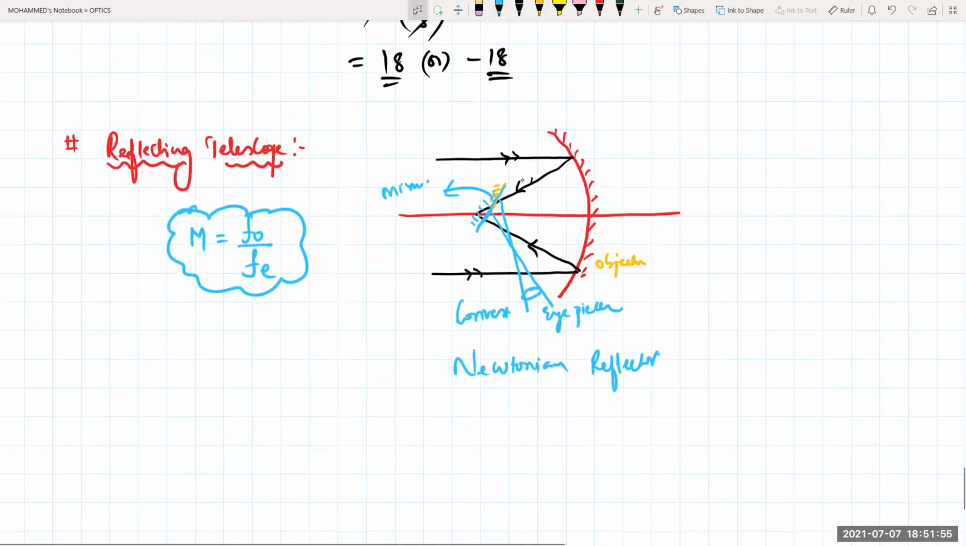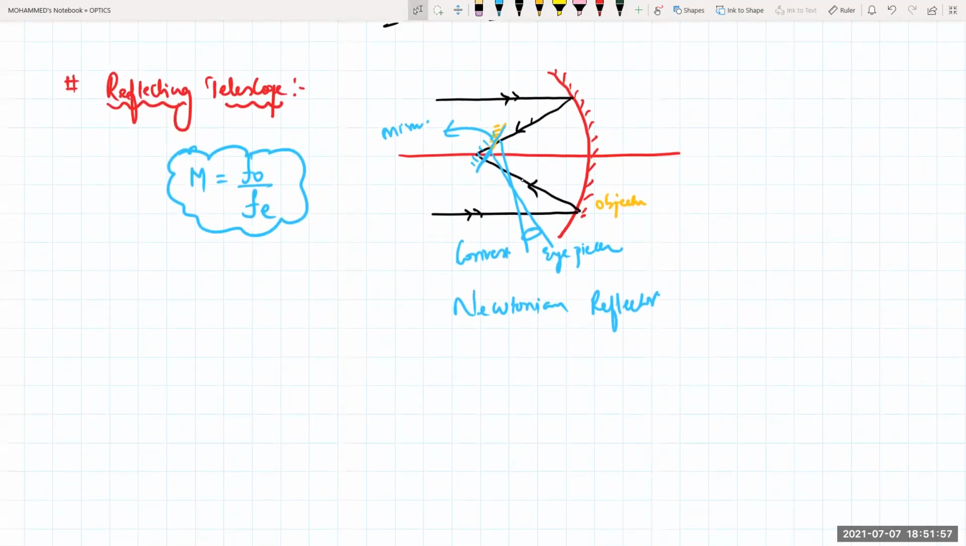So one more telescope is also there, that is known as a Cassegrain telescope. It is not very useful, beta. So don't take much tension related to that one. Okay? Yes, sir. Sure, fine.